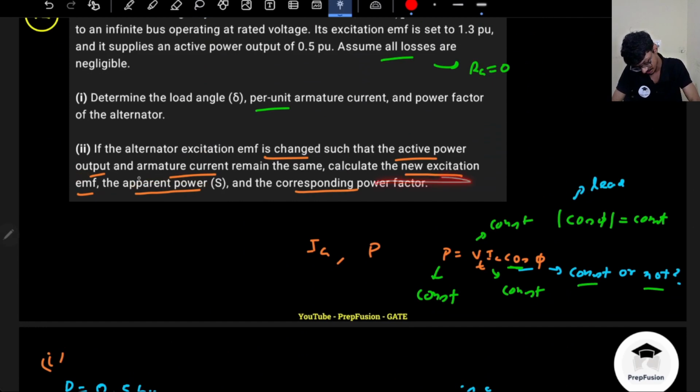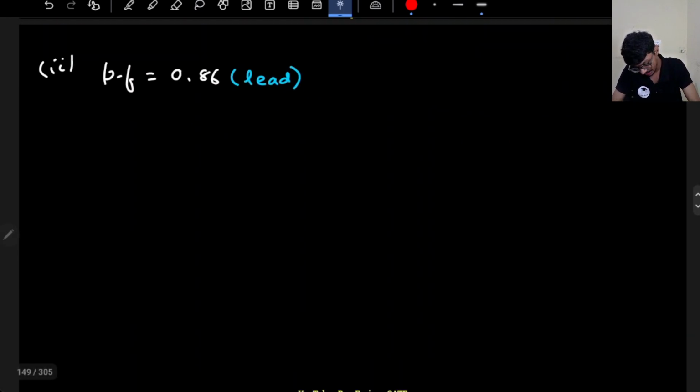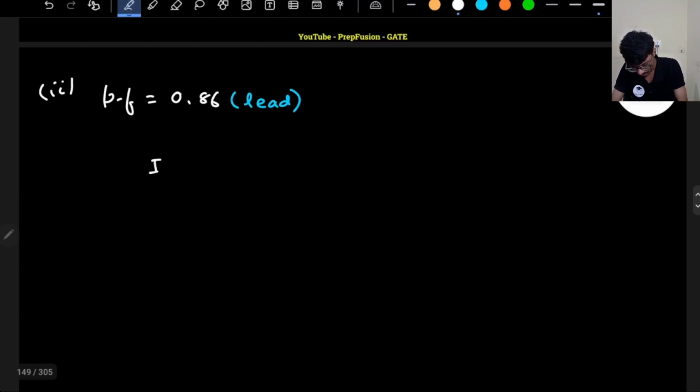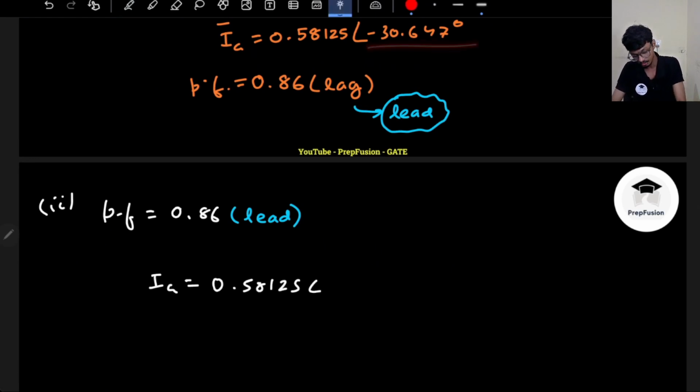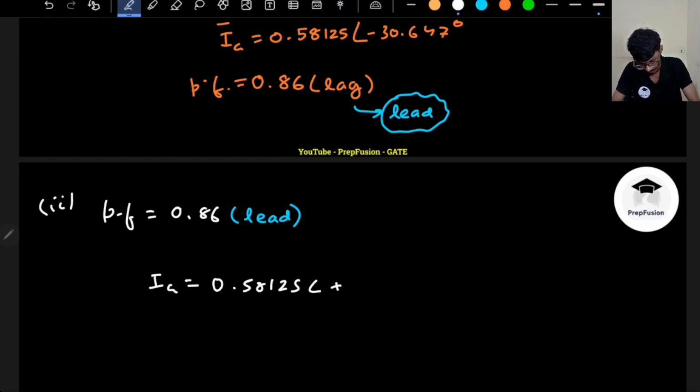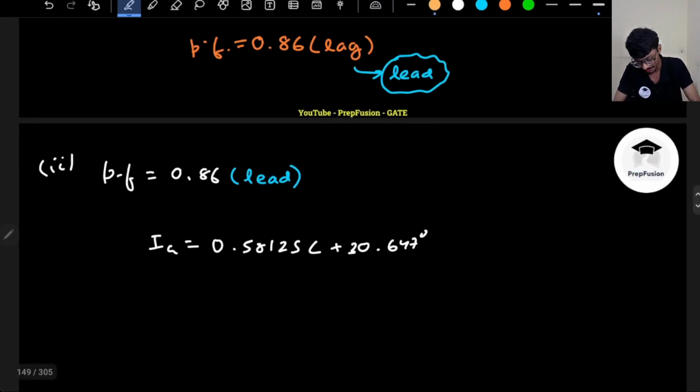So what will be the new excitation? The armature current magnitude is the same, 0.58127, but the power factor will change. So instead of the angle being minus 30, it will be plus 30 now, because it is leading. I will put this value in the same equation. From here I can easily find out my EF. EF will simply be VT plus j IA XS.